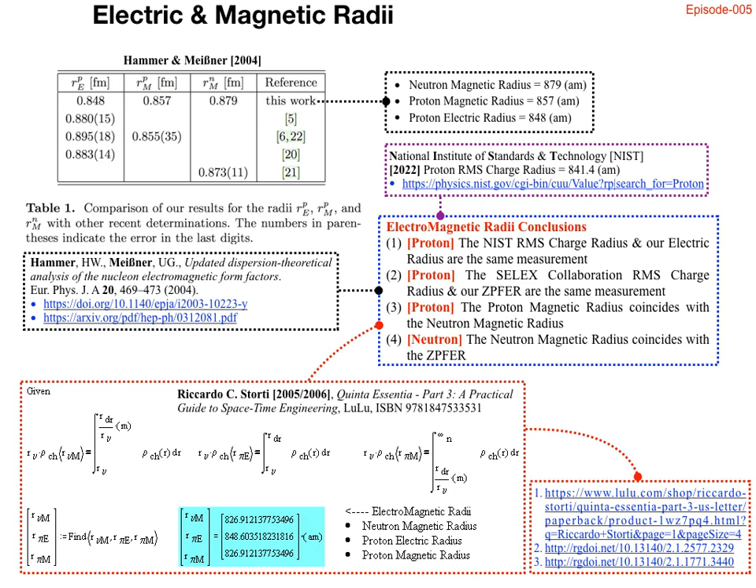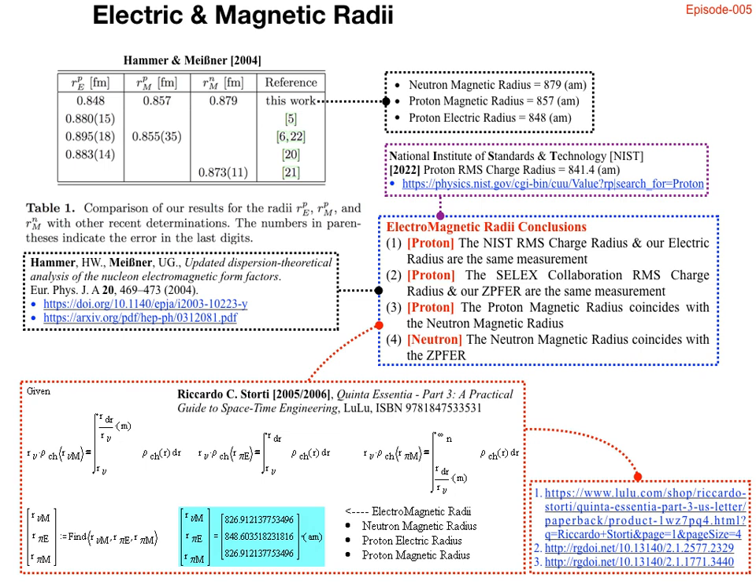Storti concluded that, number 1, the National Institute of Standards and Technology root mean squared charge radius for the proton and the proton electric radius are the same measurement. Number 2, the Selex collaboration root mean squared charge radius and the zero-point field equilibrium radius are the same measurement. Number 3, the proton magnetic radius coincides with the neutron magnetic radius. Number 4, the neutron magnetic radius coincides with the zero-point field equilibrium radius. You can see the MathCAD computational algorithm and the associated numerical solution appearing in the red box.